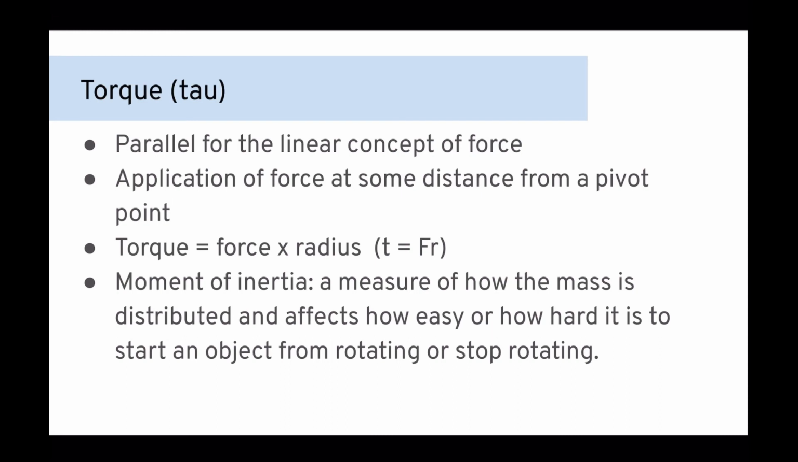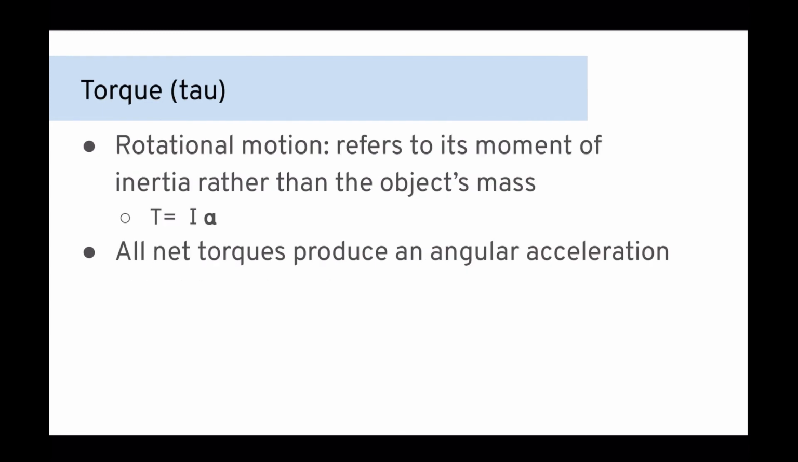All objects have a property known as their moment of inertia. It is a measure of how the mass is distributed and affects how easy or how hard it is to start an object rotating or stop it from rotating. Rotational motion refers to its moment of inertia rather than the object's mass. All net torques produce an angular acceleration.